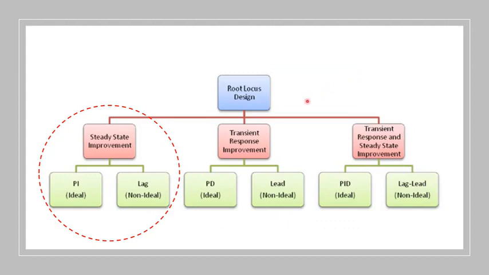For every design objective mentioned in the previous slide, there is a type of compensator which is suitable to achieve the objective. For steady state improvement, the types of compensator that can be used is PI or lag compensator. While for the transient response improvement, the suitable compensator can be PD or lead compensator. And for the transient response and steady state improvement, the suitable compensator can be PID or lag-lead compensator. Note that P stands for proportional, I stands for integral, and D stands for derivative mode. In this video, I will focus on the first part of the design objective, which is to improve steady state error.